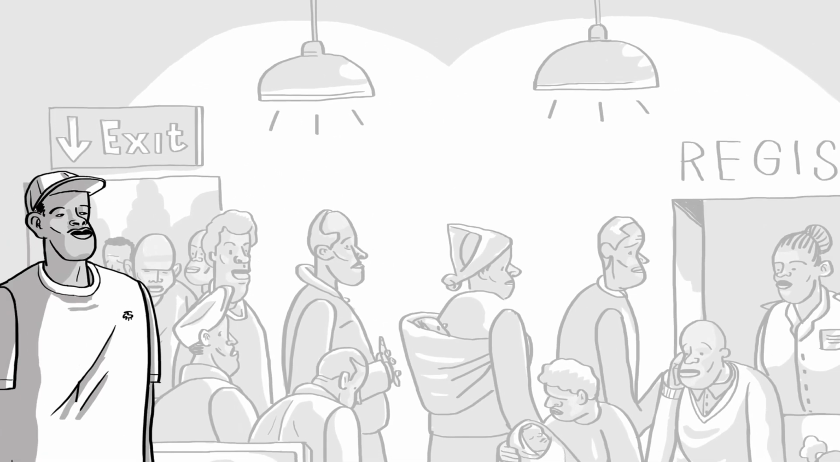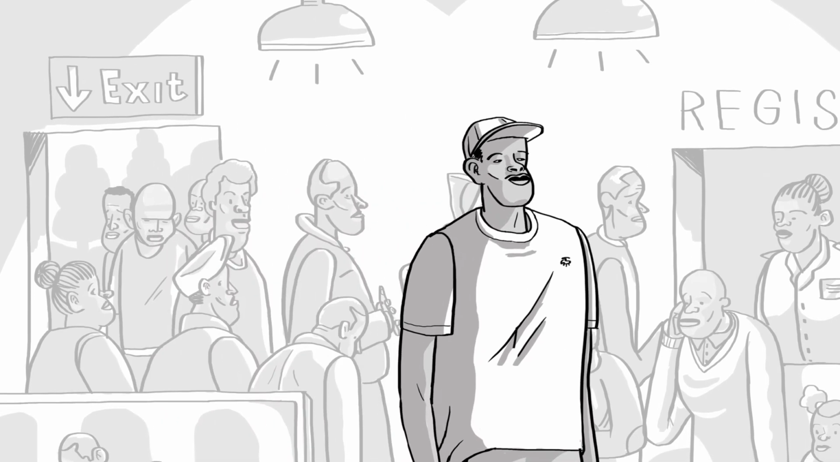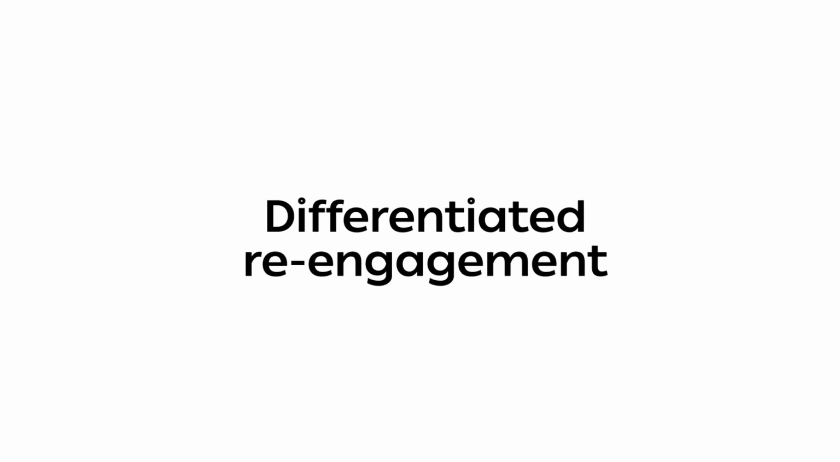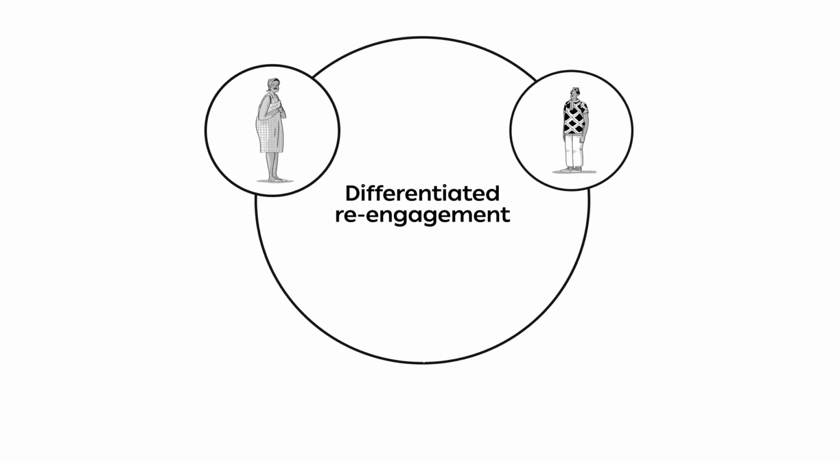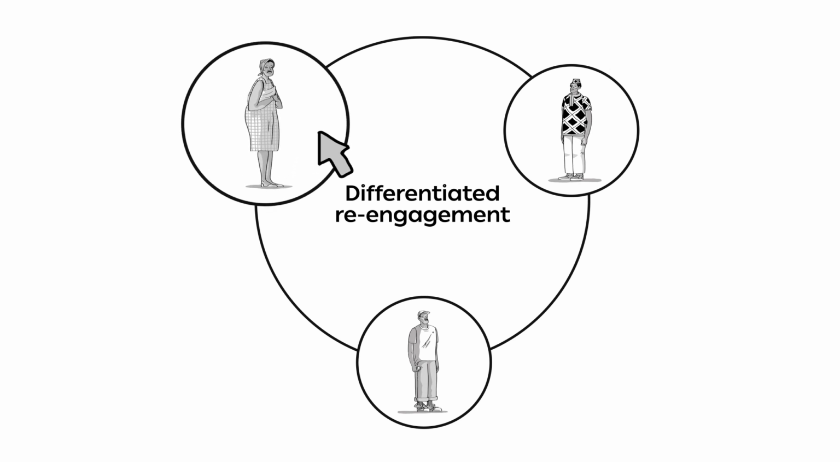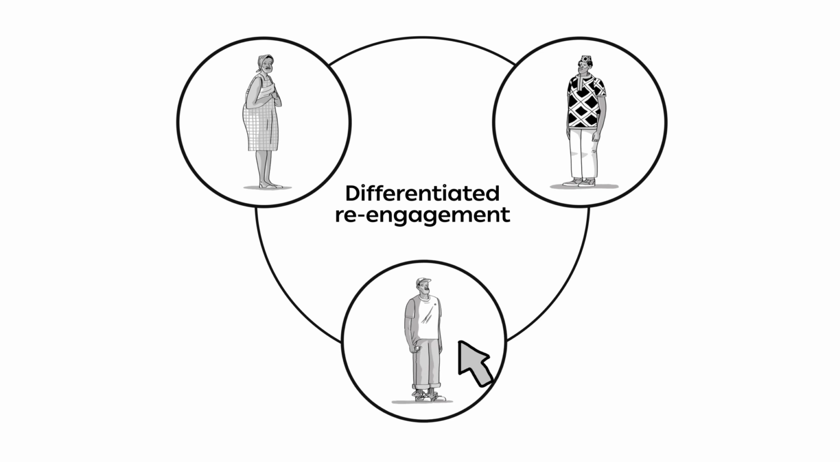Re-engagement in HIV care is when a person who has interrupted their antiretroviral therapy, ART, returns to care. Differentiated re-engagement acknowledges that not everyone who's re-engaging has the same needs. How clients are managed at re-engagement is adapted depending on how long they've been out of care and what their clinical needs are when they return.